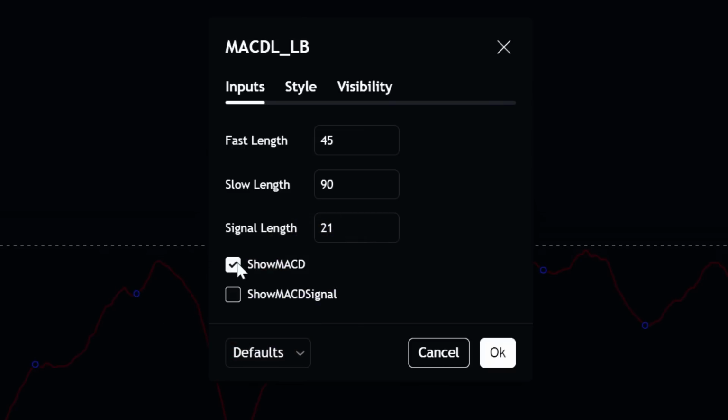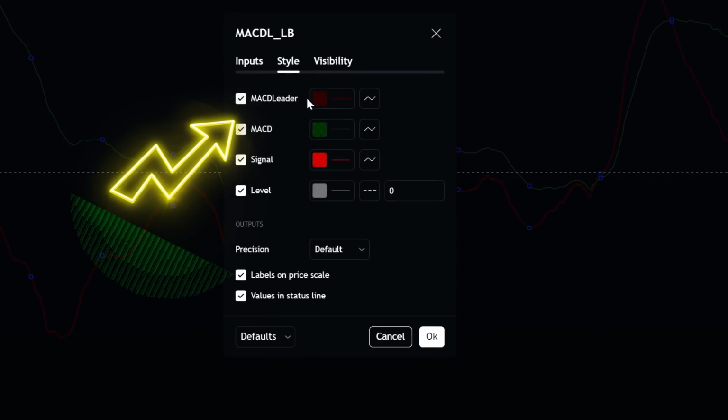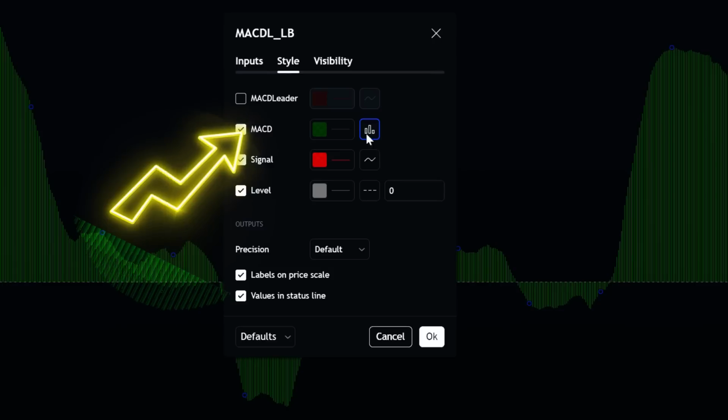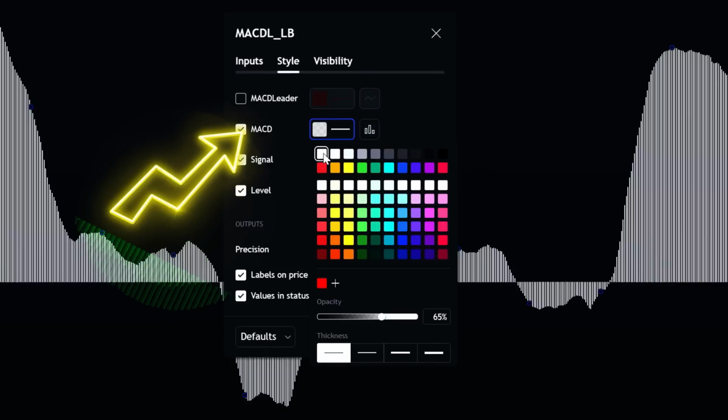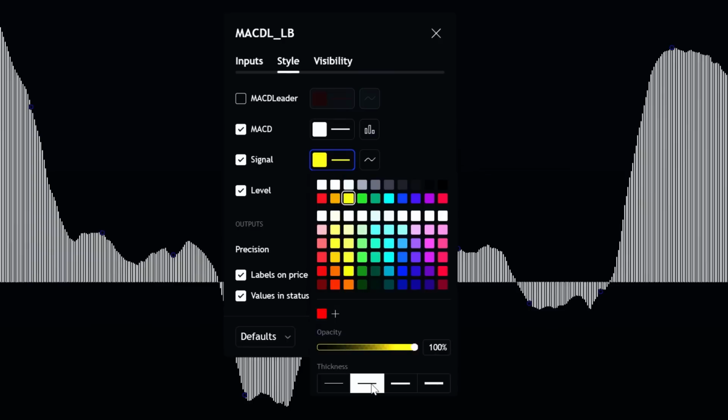Make sure both Show MACD and Show MACD signal options are turned on. After that, hop over to the Style tab and turn off the MACD Leader option. Then go ahead and change the MACD to columns. Feel free to customize the signal and label options appearance to your liking.